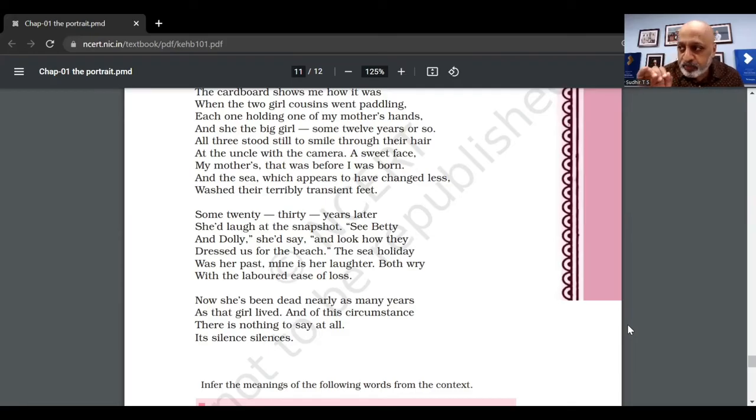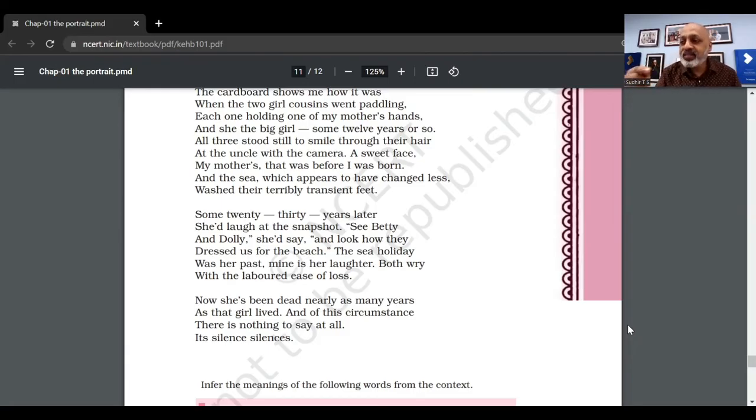Now, the poet is pointing out that her mother passed away 12 years ago. Okay. Exactly the age of her mother in that particular beach holiday photograph. She's unable to express her grief. This circumstance, and of this circumstance, jo hai third last line mein, it refers both to the death of her mother and to the present situation of the poet, where she's absorbed in the painful memory of her mother.